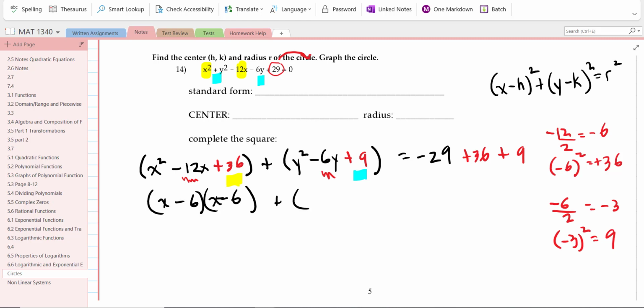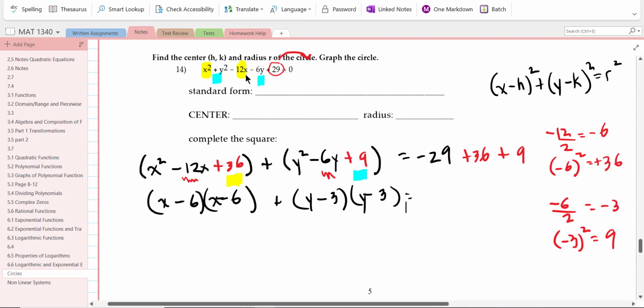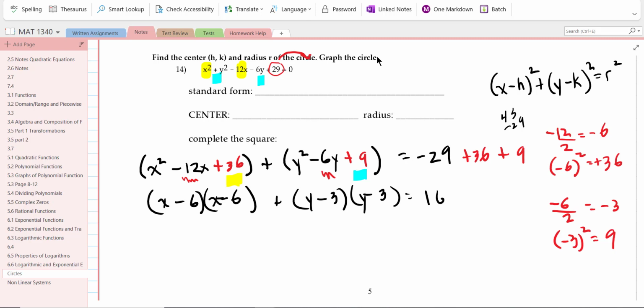Then you move to the next one, but you draw two parentheses, so you'd have y and y. 3 times 3 to get 9, and then you would have minus minus, so you get that, okay? Then you can take a calculator if you needed to. This is 45 minus 29, so that is 16, I think, okay? So now we can write this as (x minus 6) to the second plus (y minus 3) to the second is equal to 16, okay?